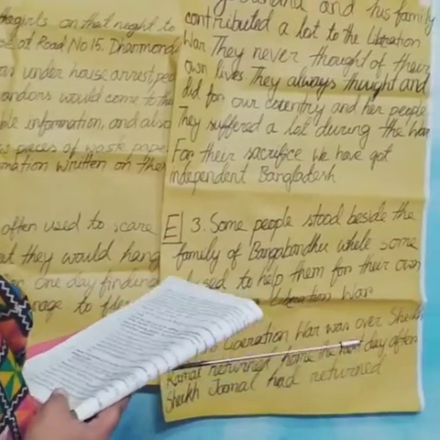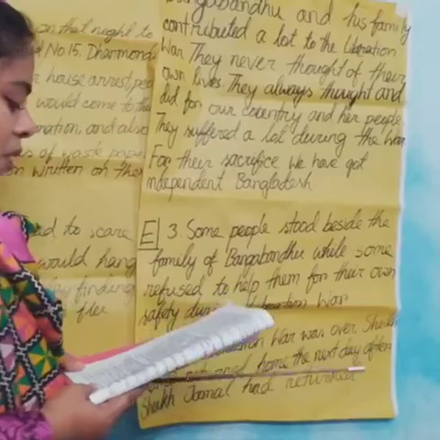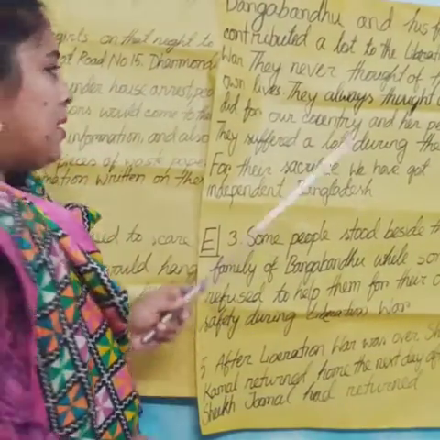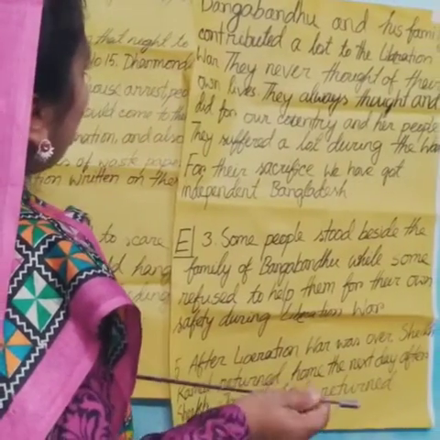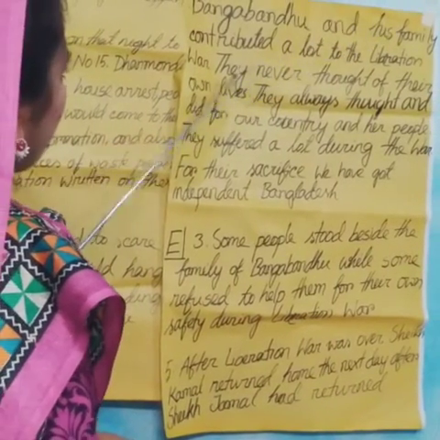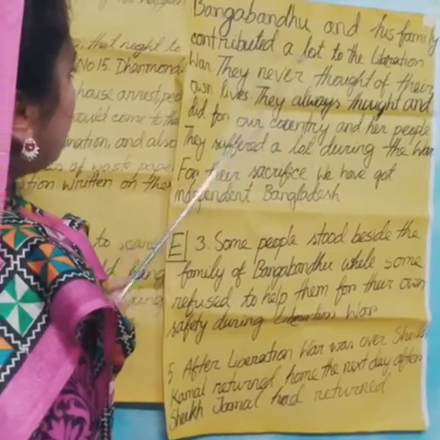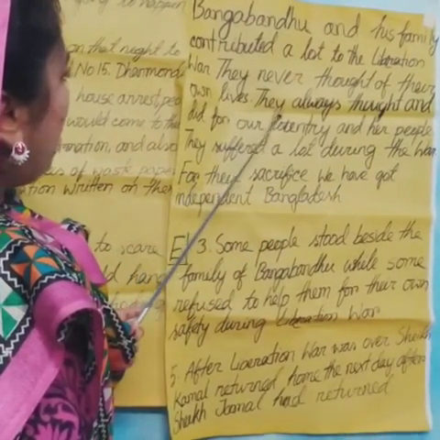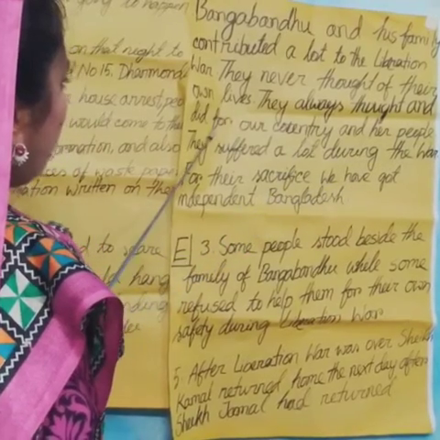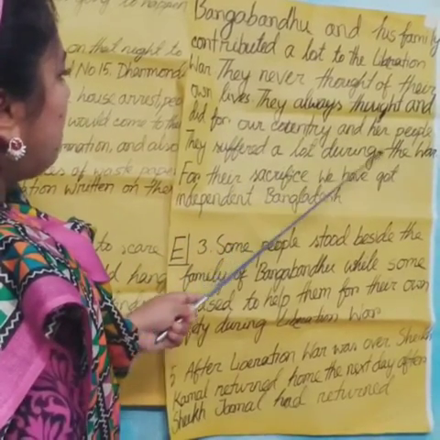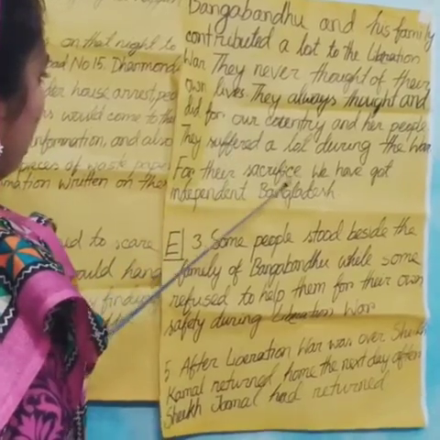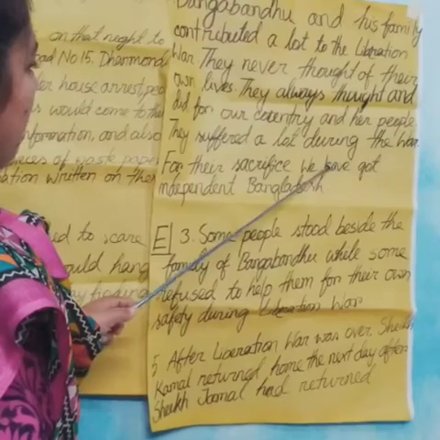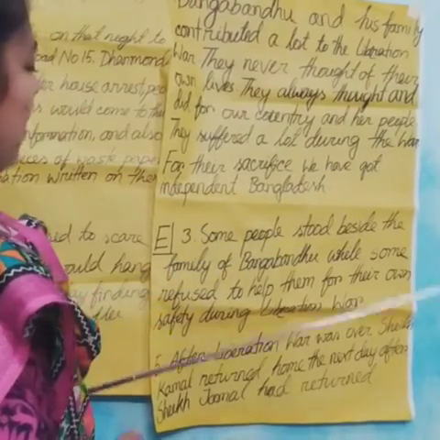Fifth question is, how do you explain Bangabandhu's family contribution to liberation work? Answer is, Bangabandhu and his family contributed a lot to the liberation work. They never thought of their own lives. They always thought and did for our country and her people. They suffered a lot during the war. For their sacrifice, we have got independent Bangladesh.